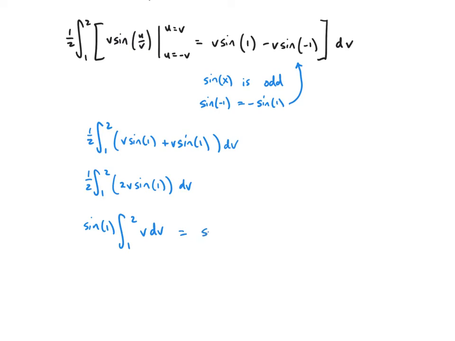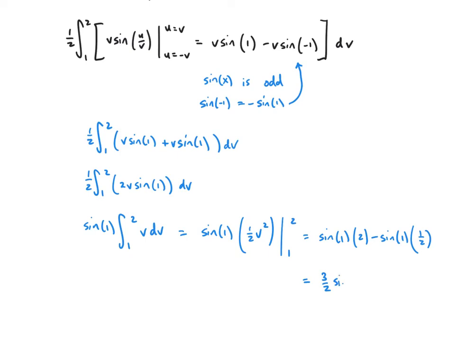And that gives us sine of 1 times 1/2 v squared, evaluated from 1 to 2. So we have sine of 1 times 2 minus sine of 1 times 1/2. So we have 2 minus 1/2. So our answer here is 3/2 sine of 1.